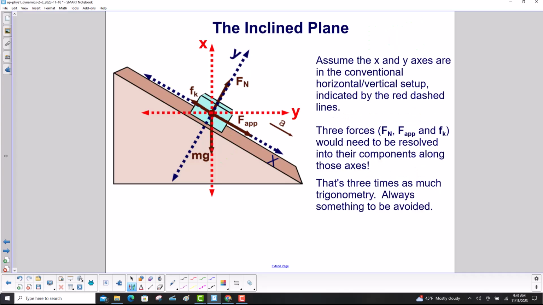Assume the x and y axes are in the conventional horizontal vertical setup, indicated by the red dashed lines. Here's your y-axis, here's the x-axis. Three forces, the normal force, the applied force, and friction, would need to be resolved in their components along these axes. That's 3 times as much trigonometry, always something to be avoided.